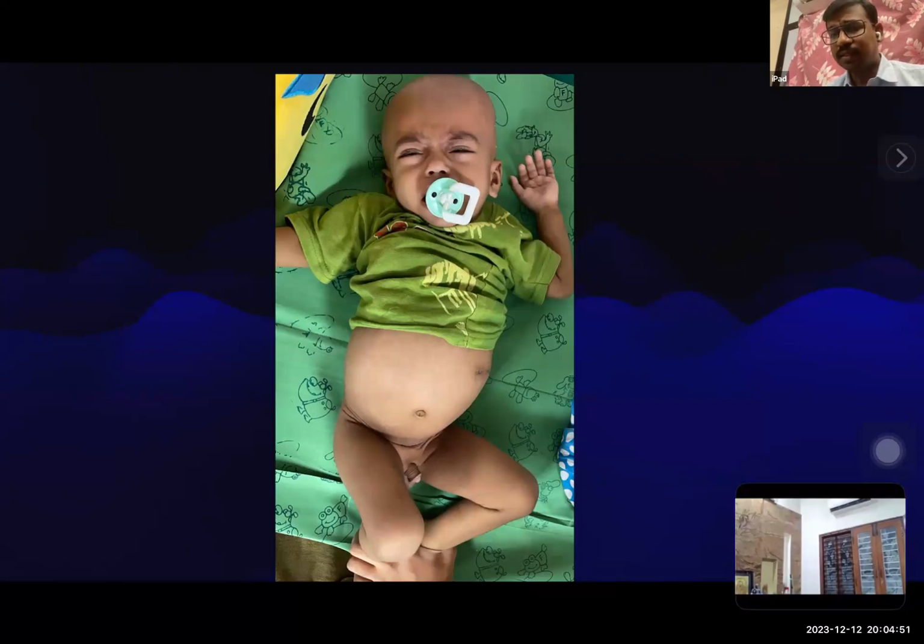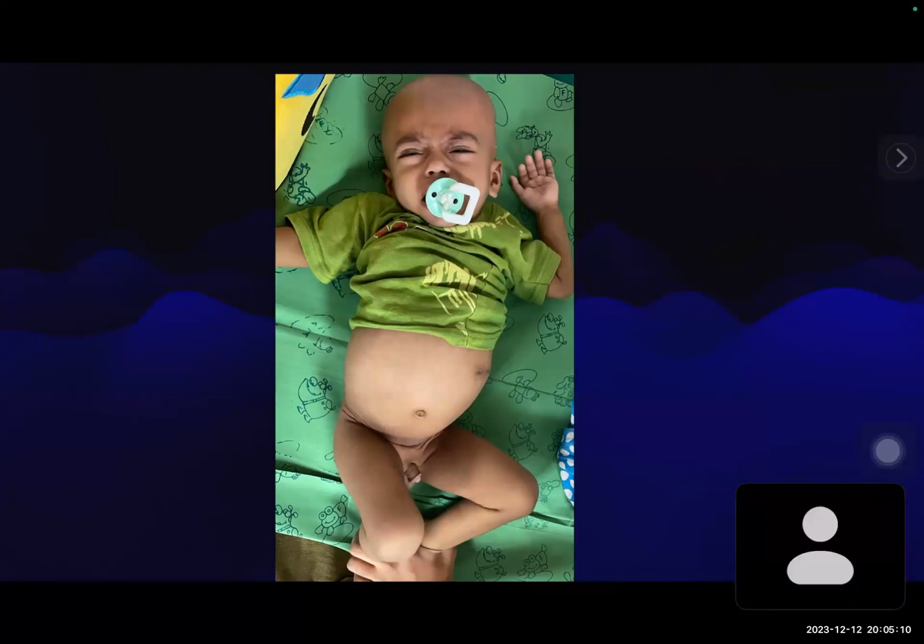So on summarizing my history, this is a 1-year-old male child who had a complaint of abdominal distension for 15 days duration. Otherwise, the child is asymptomatic, for which the child was being evaluated and some investigations were done and was on treatment. Shall I proceed with my examination?